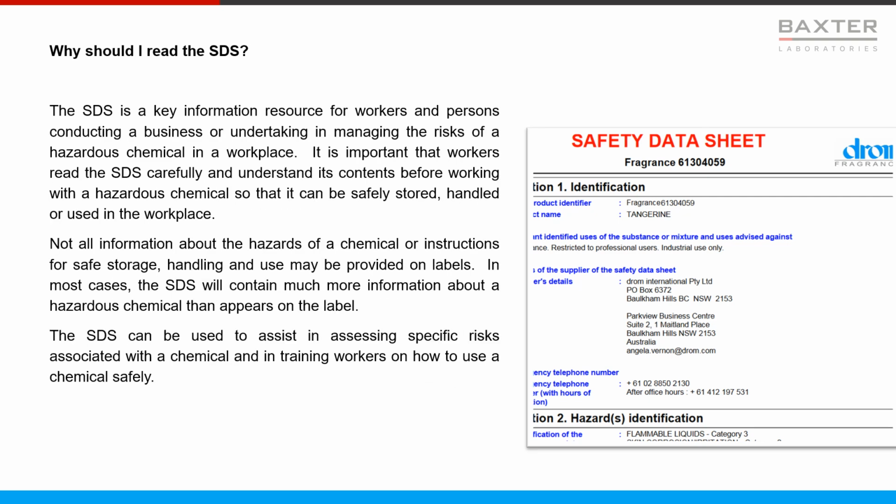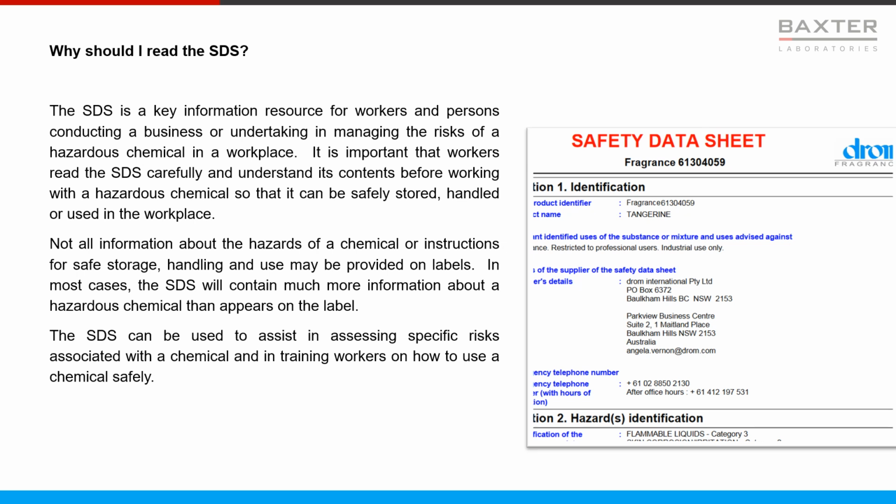The SDS is a key information resource for workers and persons conducting a business or undertaking in managing the risks of a hazardous chemical in the workplace. It is important that workers read the SDS carefully and understand its contents before working with a hazardous chemical so that it can be safely stored, handled or used in the workplace.